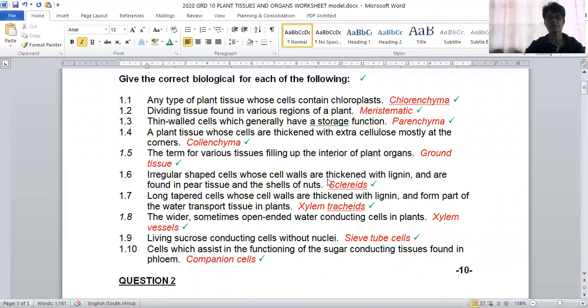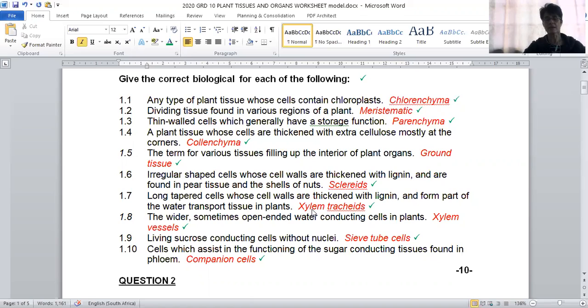Irregular shaped cells whose cell walls are thickened with lignin and are found in pear tissue and the shells of nuts, sclereids. Those little irregular shaped cells, and it looks like they've got little tunnels going through the cell wall. Long tapered cells whose cell walls are thickened with lignin and form part of the water transport tissues. So that would be tracheids, xylem tracheids. Because these sclereids here are sclerenchyma, and then you also get the long sclerenchyma on one side of the vein, for example, but it looks the same as xylem tracheids, but what they do is different. Xylem tracheids transport water.